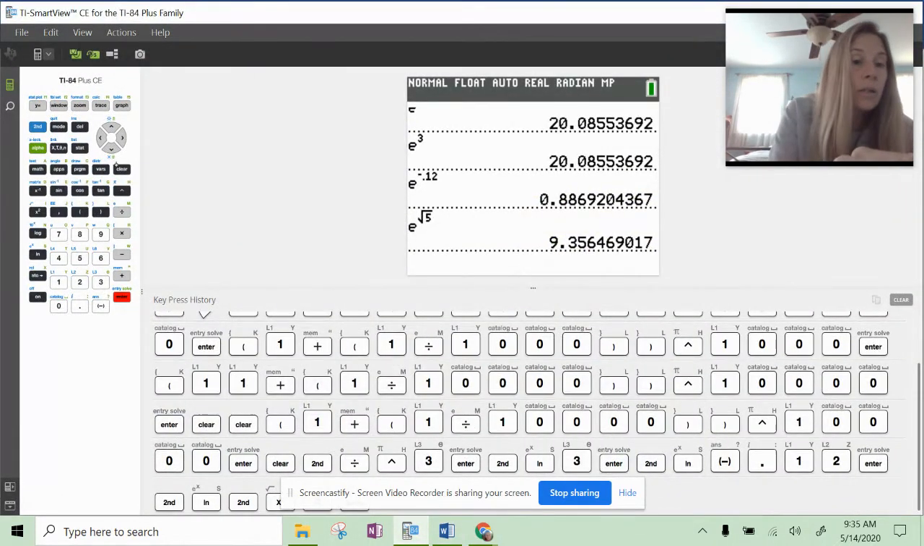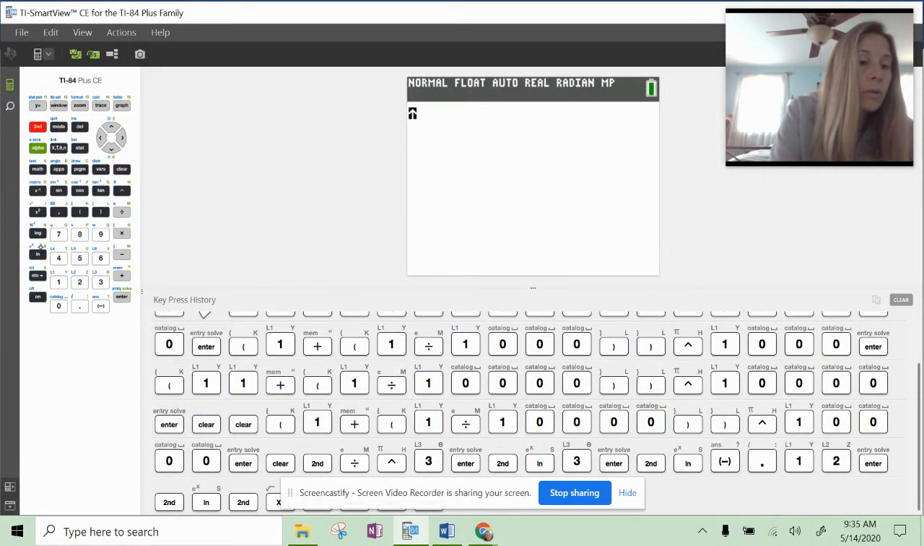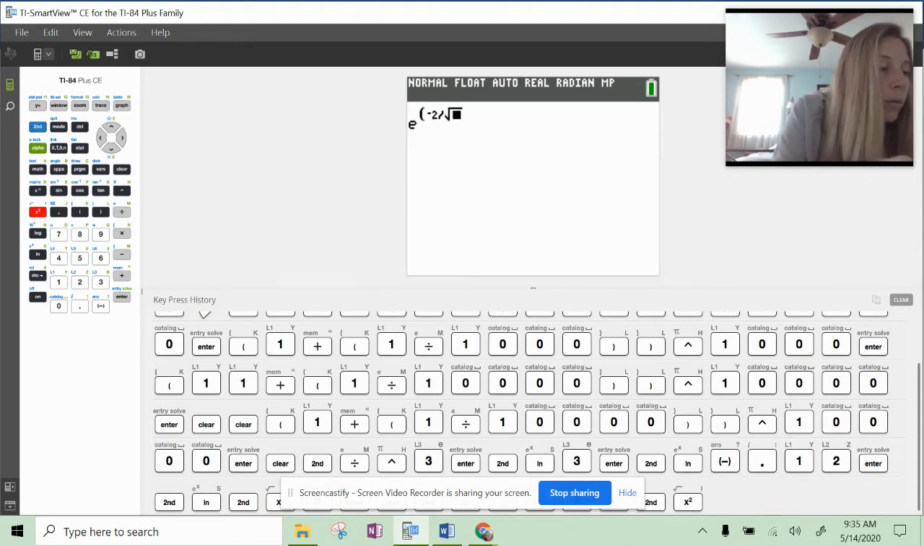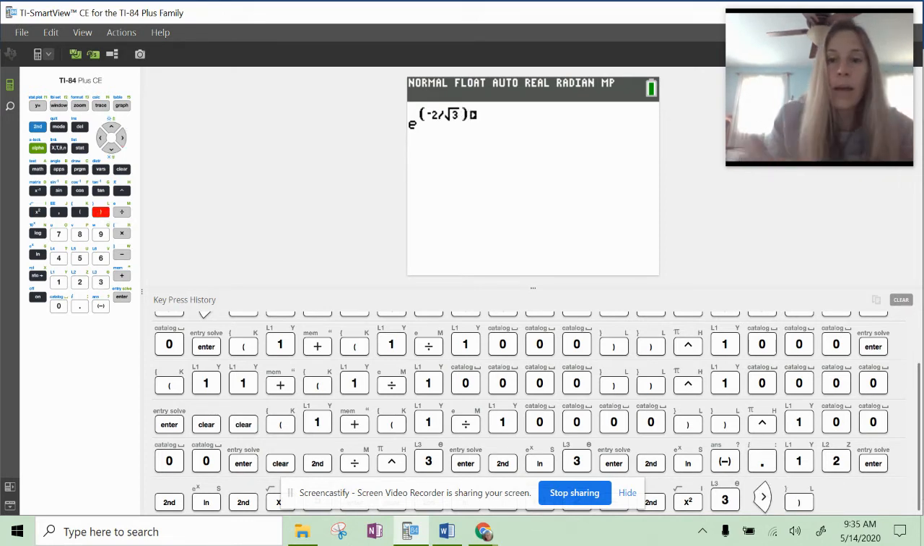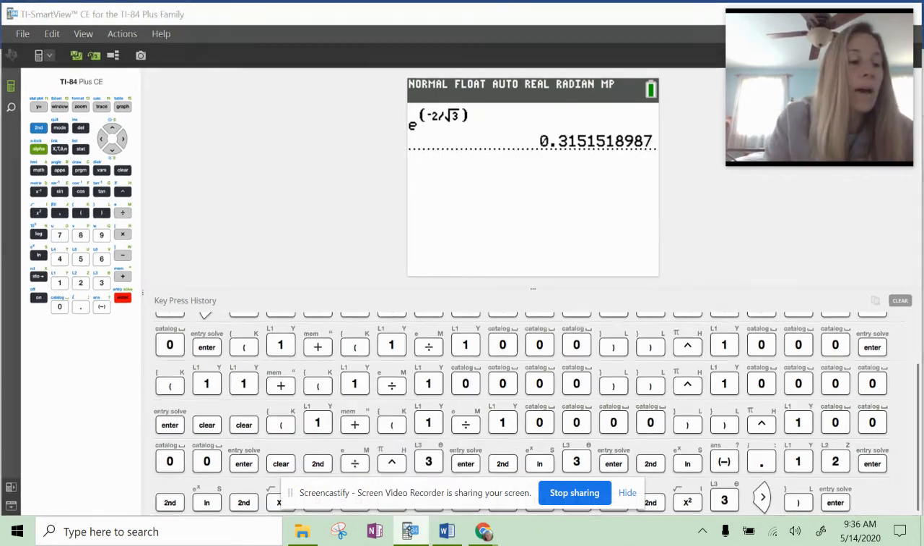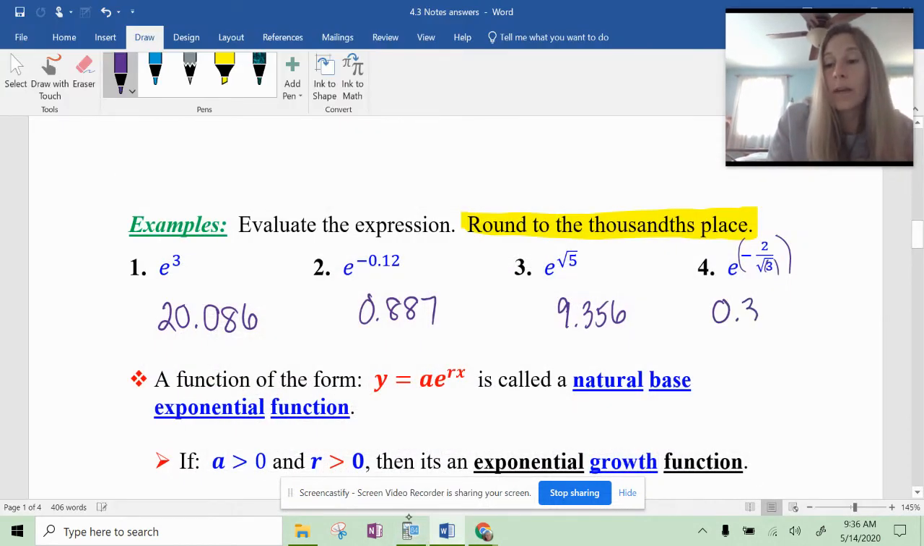So when you go to plug this in, you're going to do second ln to get your e, and it's raising it up already. So now I'm going to do in my parentheses -2 divided by the square root of, was it 3, right? Yeah, 3. Now, if you have one of the older calculators, you're going to need to put parentheses around the 3 and then close your parenthesis for that entire exponent. And you would get 0.315. So just make sure you're getting the right answer. If you're not, you probably missed a parenthesis or something.